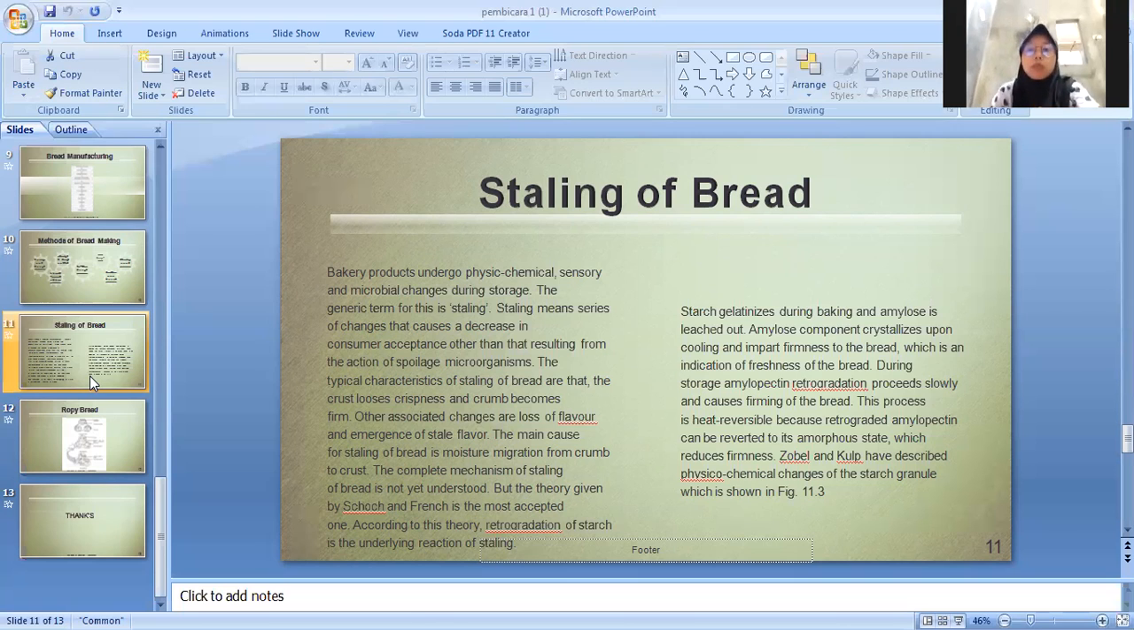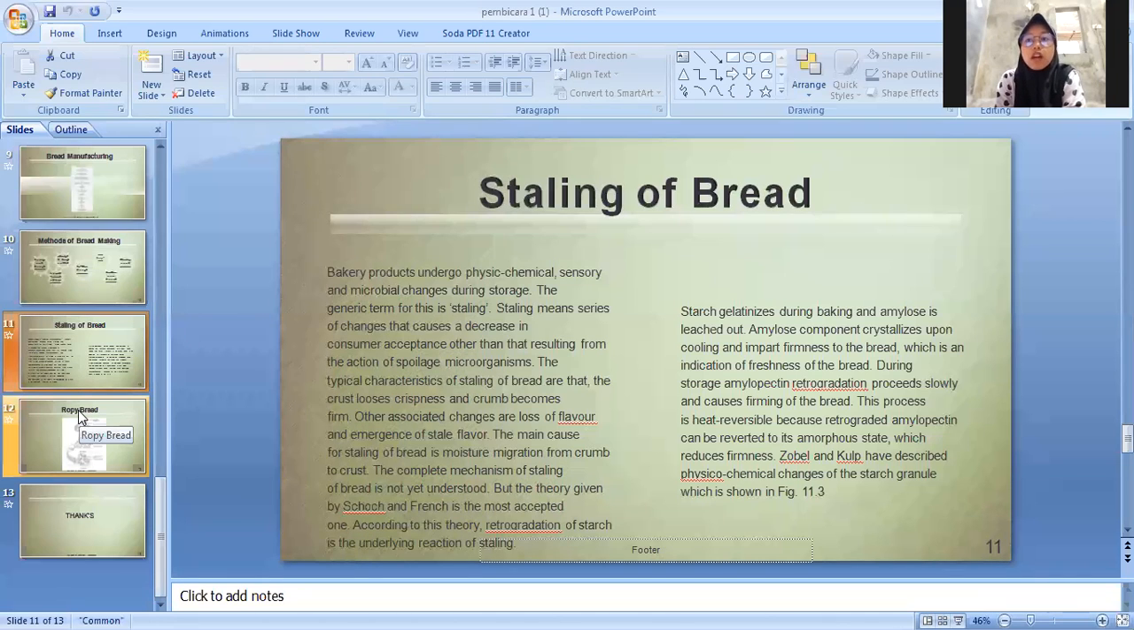to crust. The complete mechanism of staling of bread is not yet understood, but the theory given by Schoch and French is the most accepted one. According to this theory, retrogradation of starch is the underlying reaction of staling. Starch gelatinizes during baking and amylose is leached out. Amylopectin components are crystallizing upon cooling and impart firmness to the bread, which is an indication of freshness of the bread.